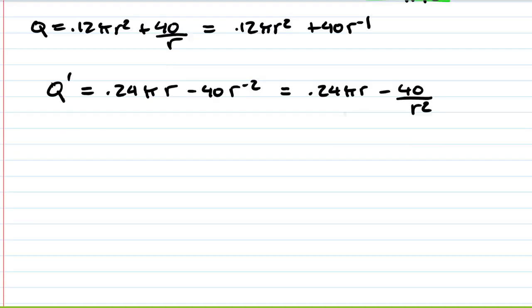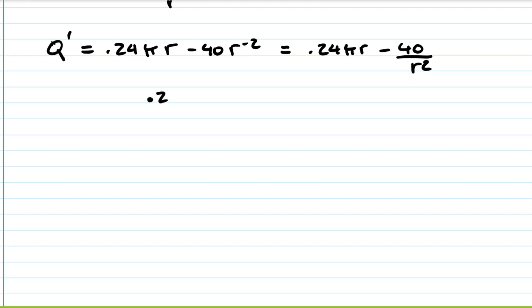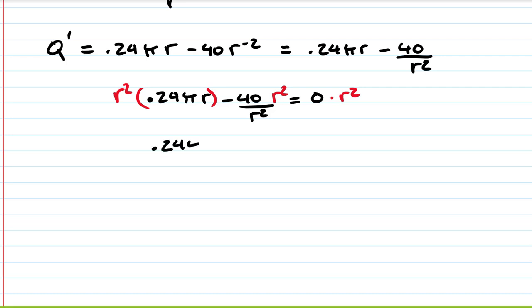So we set this equal to 0, and we go to solve. So 0.24 pi r minus 40 over r squared equals 0. So this is a rational function in r. So to clear our fractions, we multiply each term by our LCD, which is r squared. So we get 0.24 pi r cubed. Here, in that term, they reduce out, minus 40, and 0 times anything is 0.